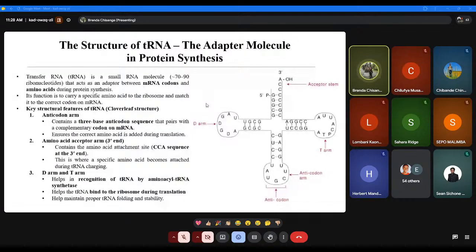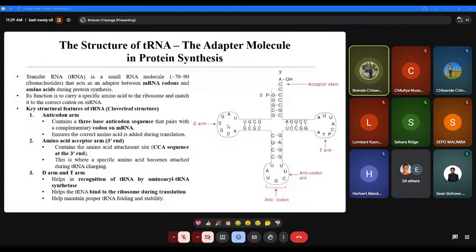In addition to that, what you see on this tRNA, we have a D arm on this end. We also have a T arm on this end. These arms of the tRNA help in the selection of the amino acid that is going to be bound to the tRNA. They also help in the folding of this tRNA molecule.